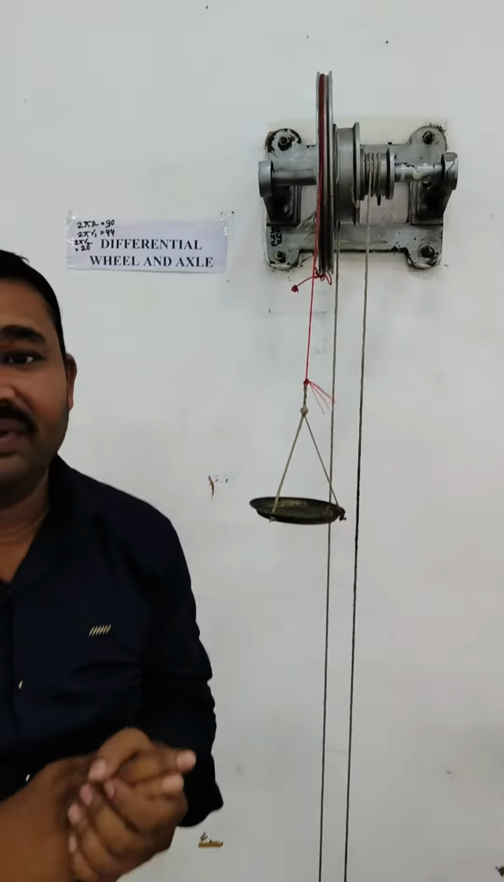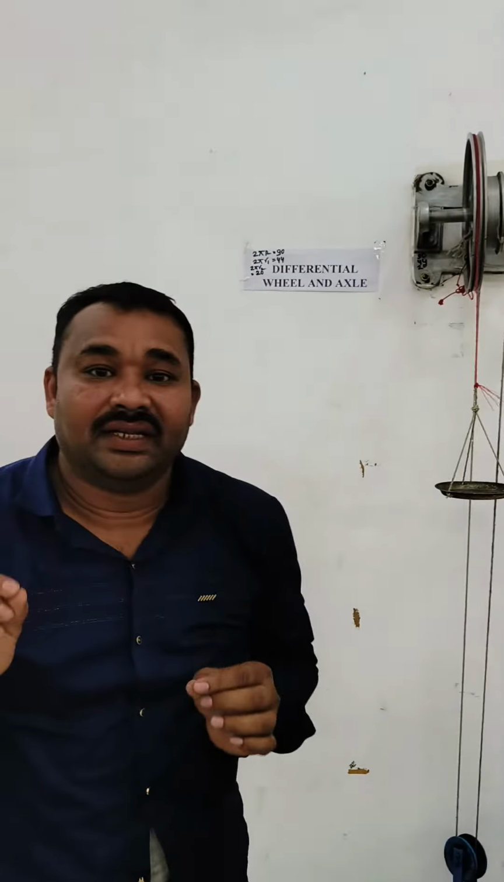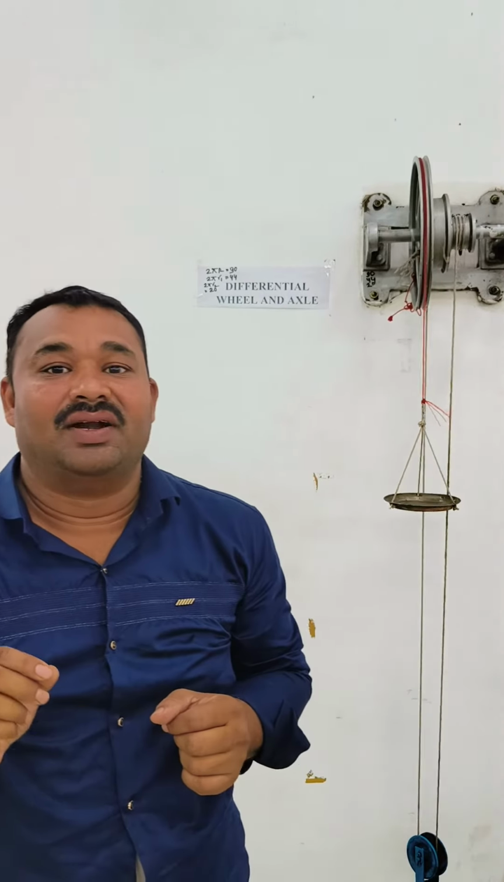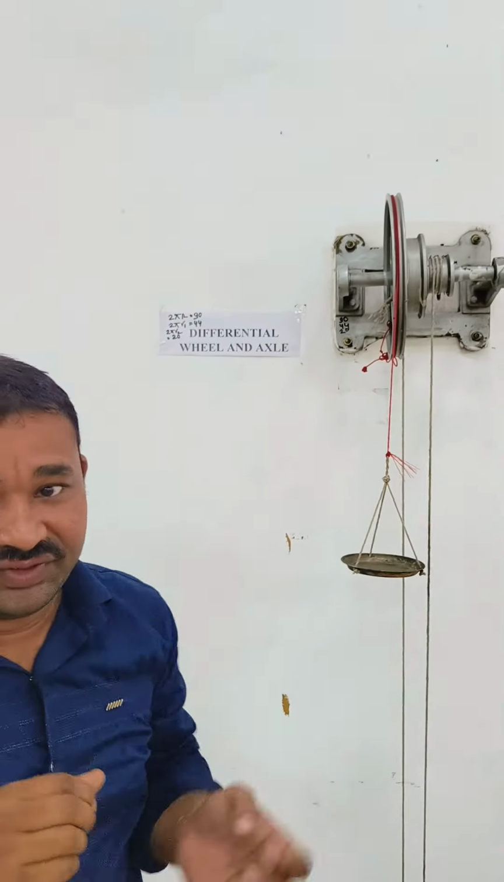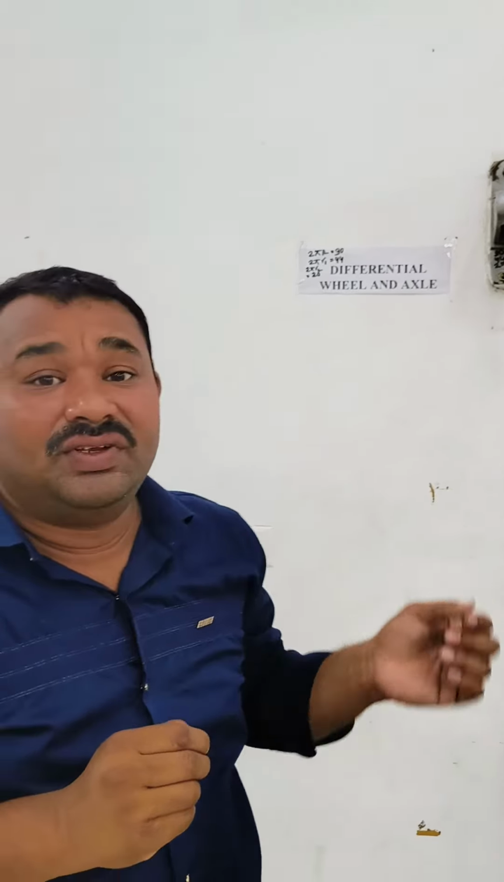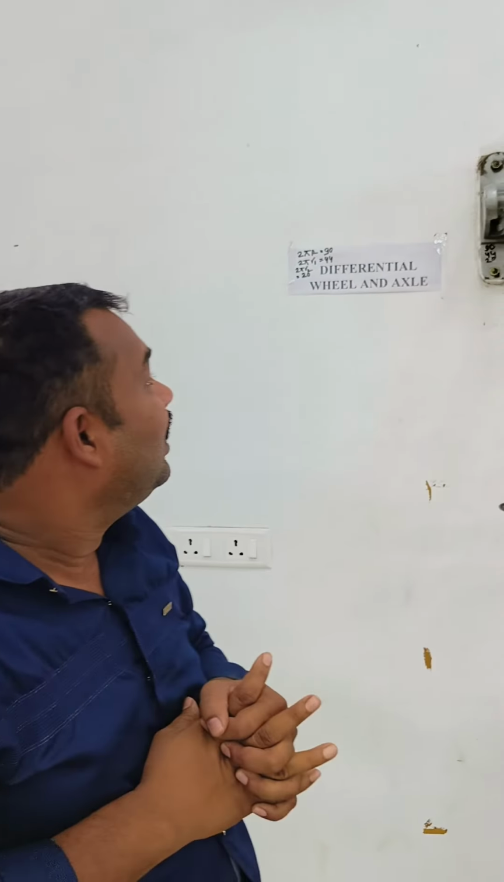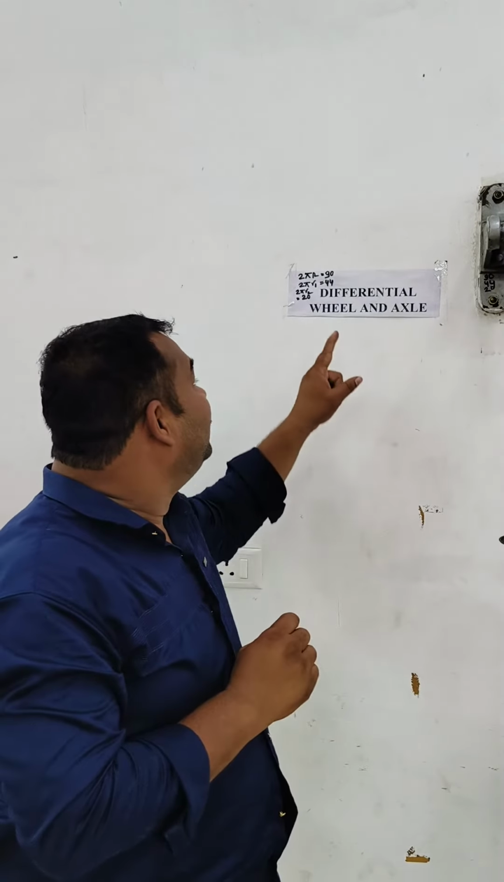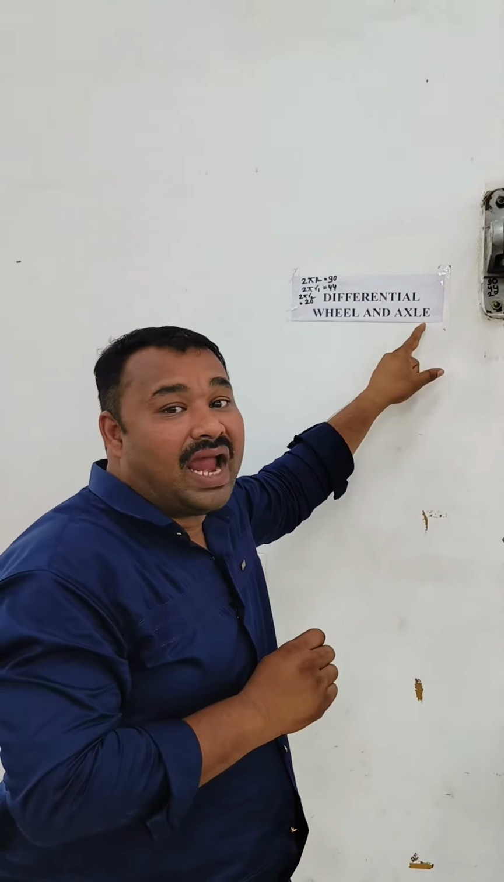Now the aim of the experiment is to determine the mechanical advantage, velocity ratio and efficiency of the machine. And this is which kind of machine? It is the lifting machine. And suppose there will be only one axle, then it will be known as simple wheel and axle.